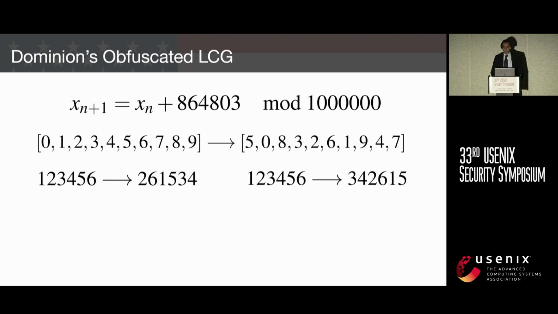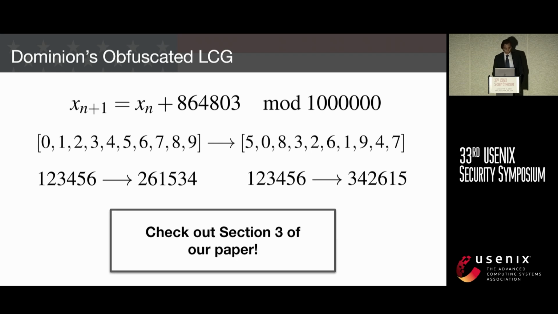And then they also shuffled the order of the digits in the output, so that 1, 2, 3, 4, 5, 6 would become 2, 6, 1, 5, 3, 4. This generator is still weak. In fact, it's so weak that you can solve it with only a pen and paper. We show how you can do that in section 3 of our work, if you're interested.